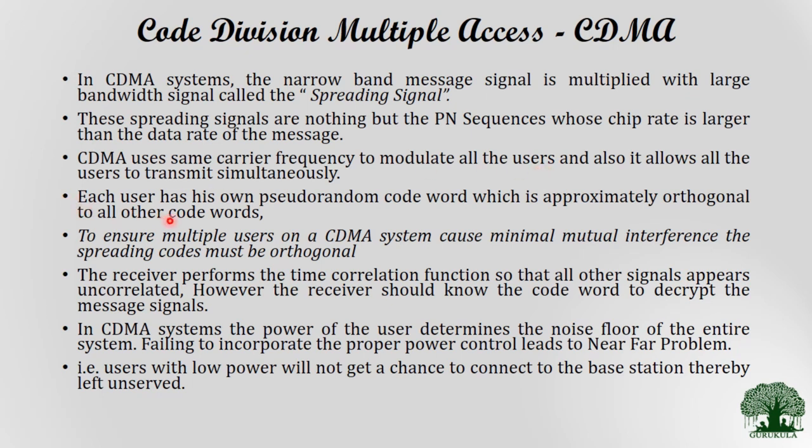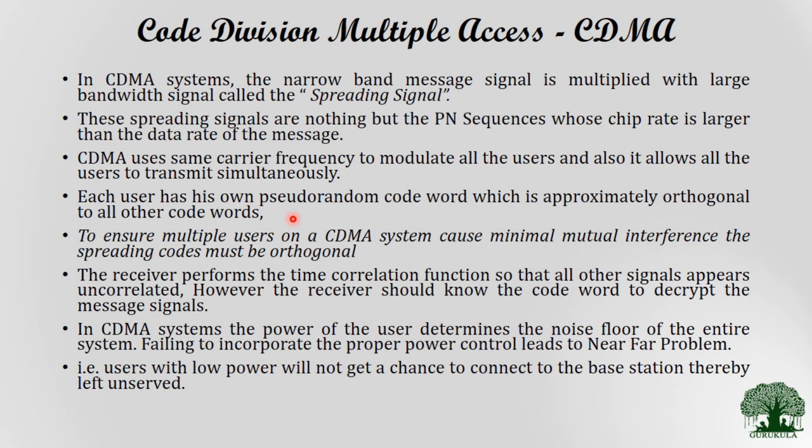And then each user has their own pseudo-random code word, which is approximately orthogonal to all other code words. It is mandatory that all the codes we use in our systems are orthogonal to each other. The meaning of orthogonal can be defined in multiple ways. In general, everyone will say the 90-degree phase shift is what we call orthogonal, but in general orthogonality can be stated as any minimum deviation that is required in order to differentiate two different signals without any interference.